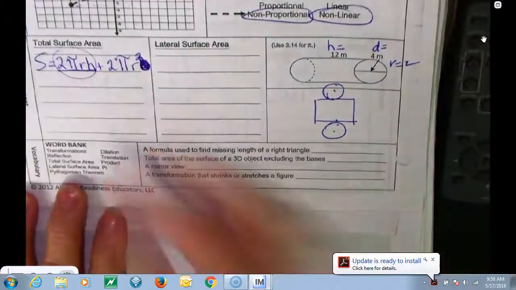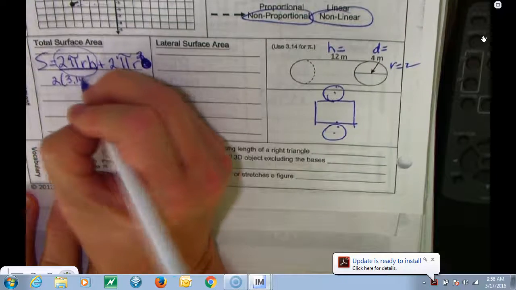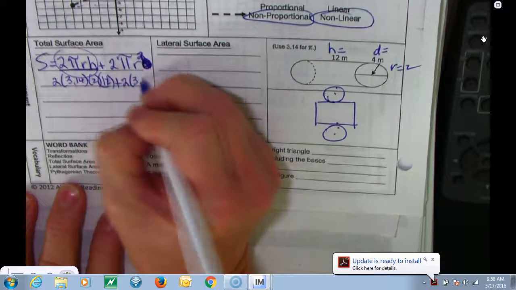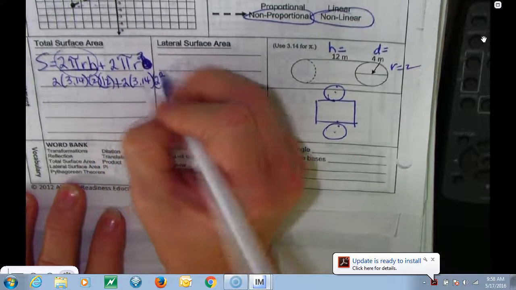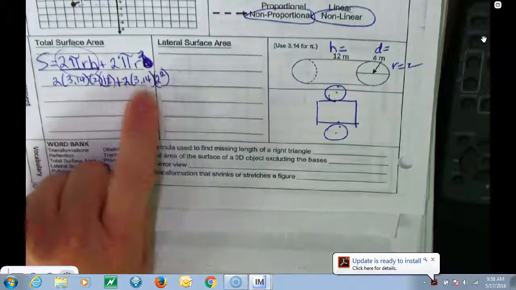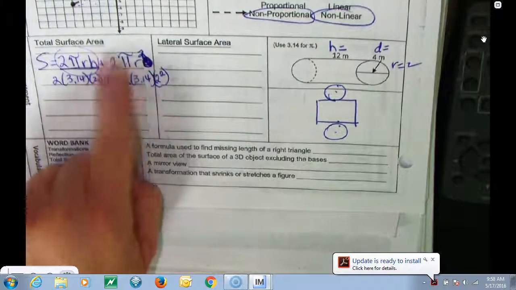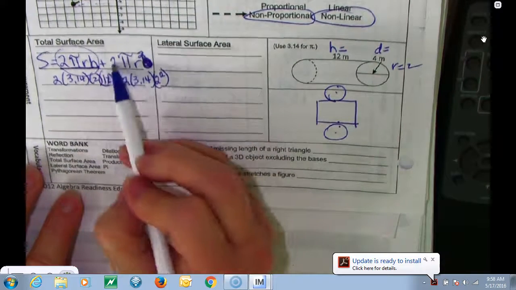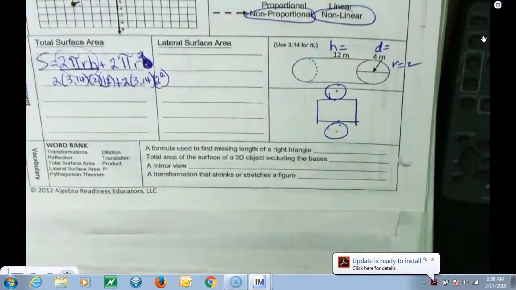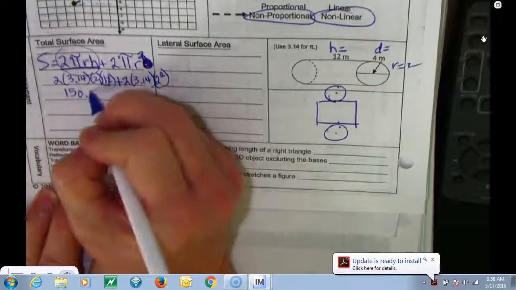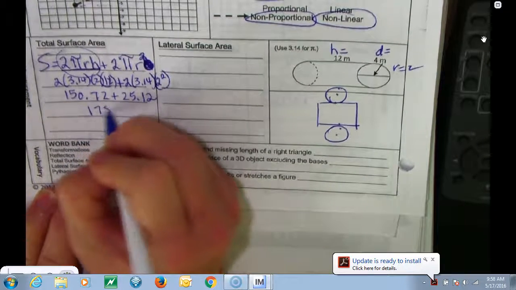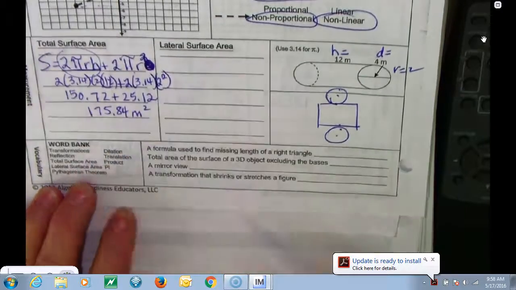It's important that you label. So 2 times 3.14 times 2 times 12 plus 2 times 3.14 times 2 squared. What does this part give me of the formula? The area of the 2 circles. Thank you. 2 and power squared gives me area of a circle. Okay, so that's 150.72 plus 25.12. So 170 meters squared. Awesome.